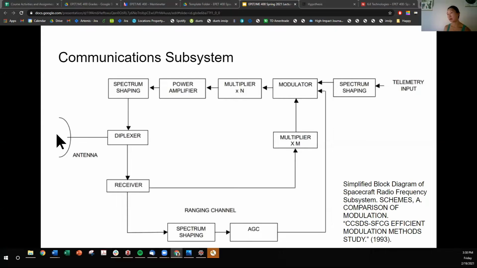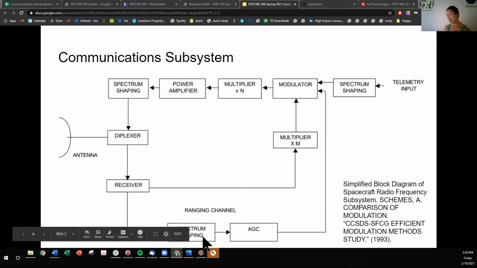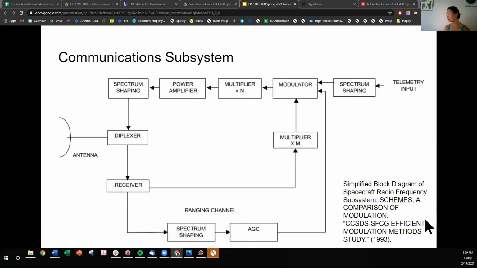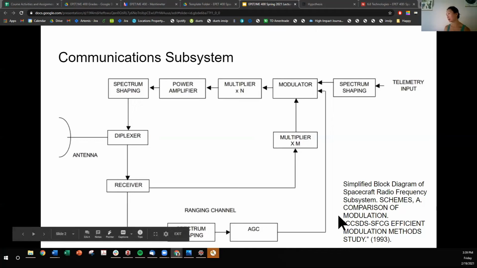And the other way, if we were going to go in from the antenna, if the antenna was to receive some kind of signal, that diplexer would be on the receiving end. It would be passed to some receiver circuitry, some filtering or spectrum shaping. I don't remember what an AGC is, but then ultimately it would be received on this end by the onboard computer. Okay.